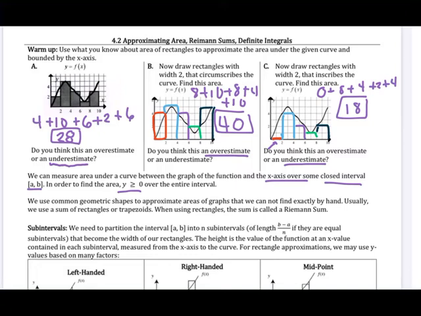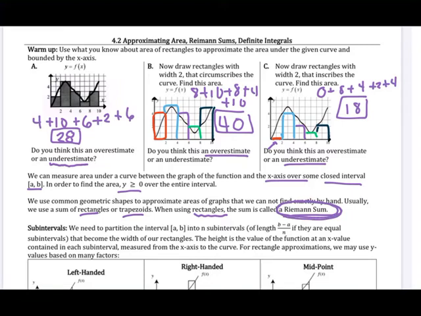But we commonly use geometric shapes to approximate the areas of graphs if we can't find it exactly by hand. This happens if it's a function that we either don't know what the function is or we don't know how to differentiate or integrate with that particular function. The common shapes that you're going to see used for estimating area in this way are rectangles and trapezoids. Also, triangles are pretty commonly used. But when we are using rectangles, that approximation has a special name, and that special name is called a Riemann sum.